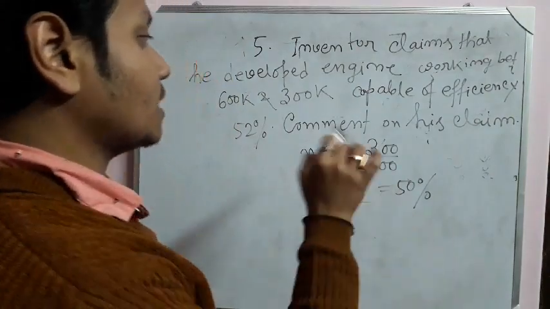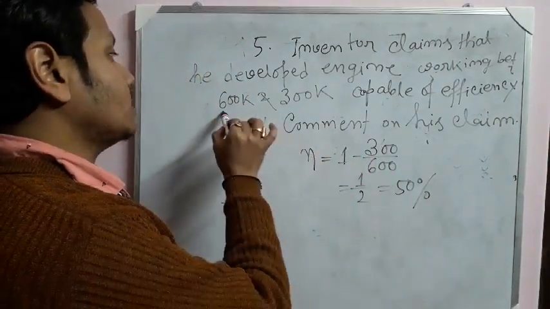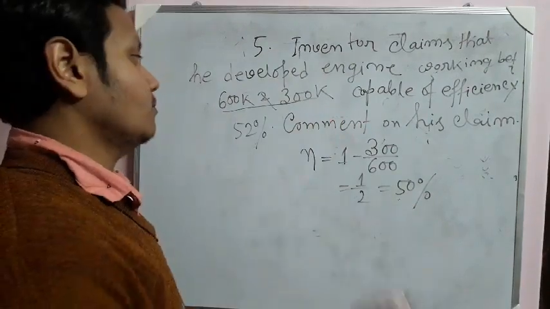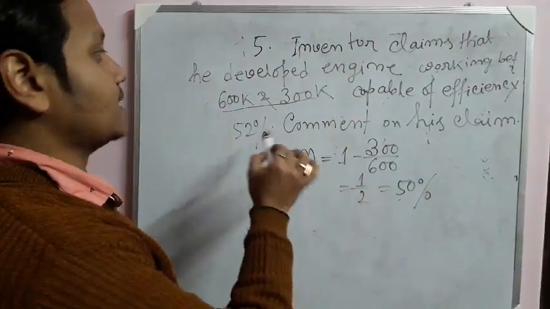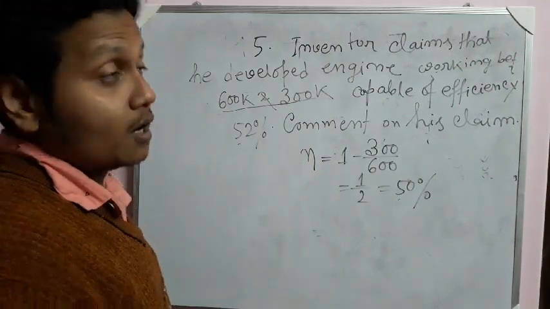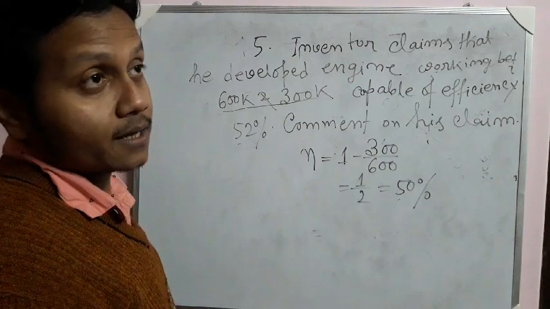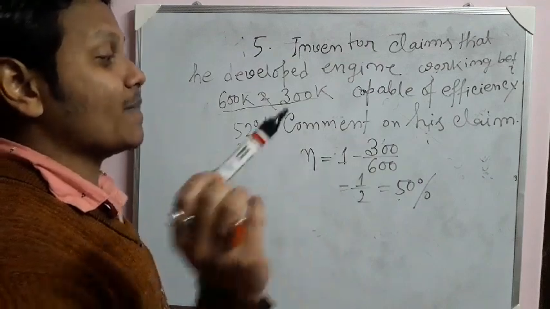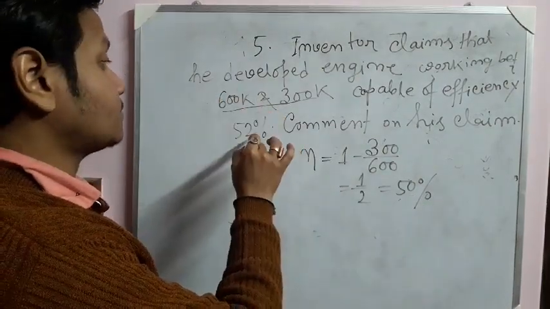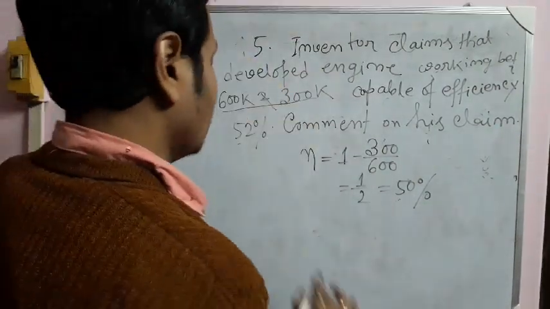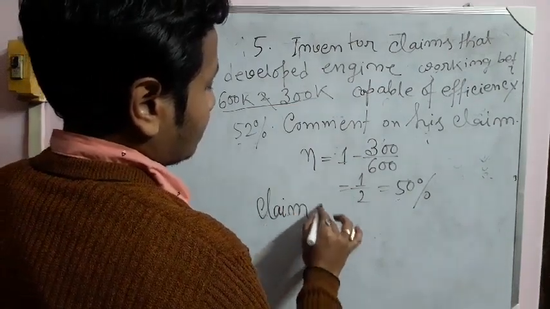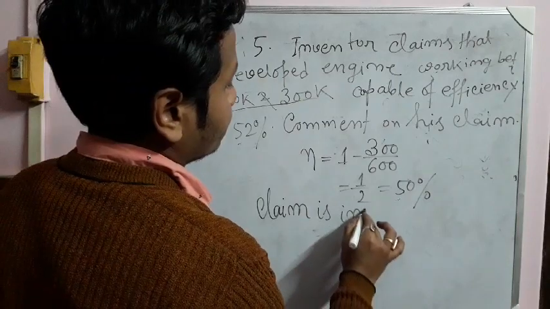So we found the efficiency of a reversible Carnot engine working between these two temperatures to be 50%. But he claims that his engine has the efficiency 52%. From Carnot's theorem, what do we know? No engine is more efficient than the reversible engine. That means the maximum efficiency will be 50%, and he said that the efficiency is 52%. So this is not possible. The claim is invalid.